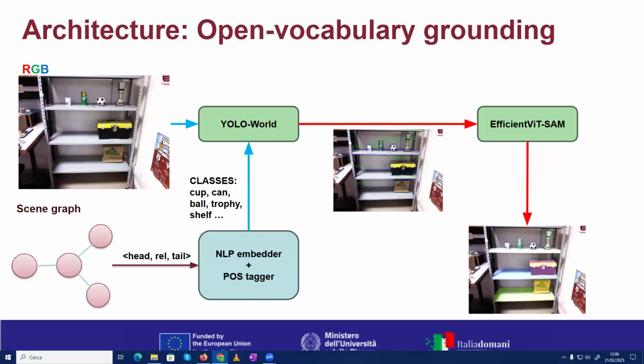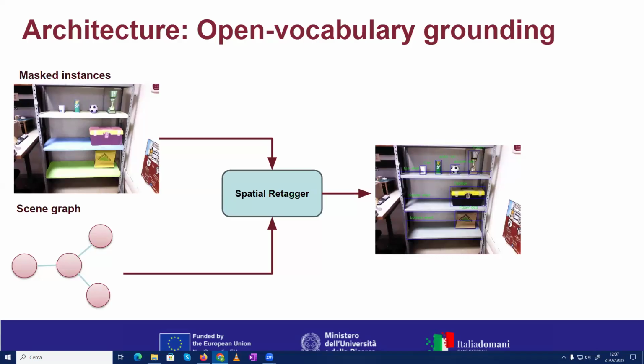After this, the objects that we have in the scene graph are extracted to pass them to a Hello World architecture using natural language processing techniques. With Hello World, we detected the objects in the scene, and we obtained the mask with the Segment Anything Model. After this, we use the relations, namely the spatial relations in the edges of the graph, to identify which specific objects are in the scene.